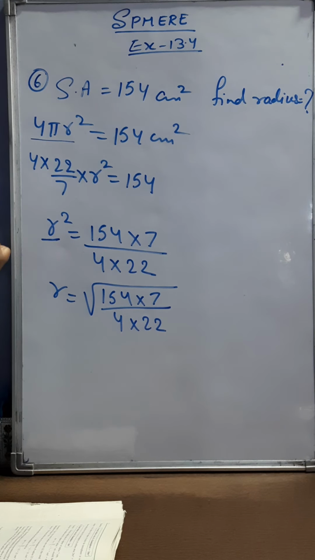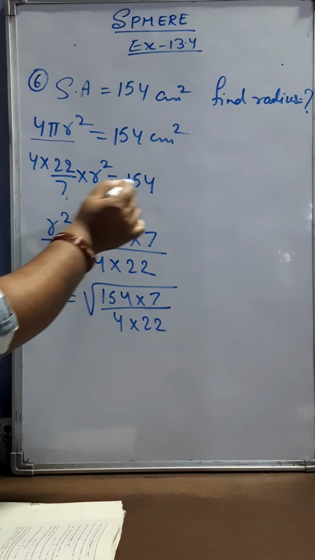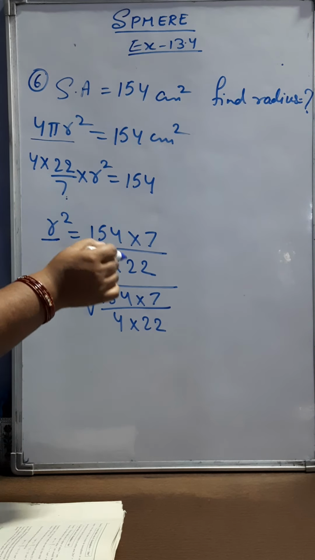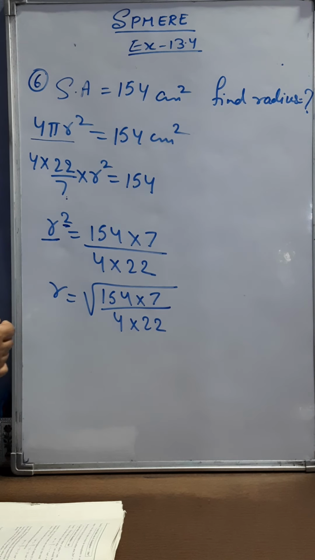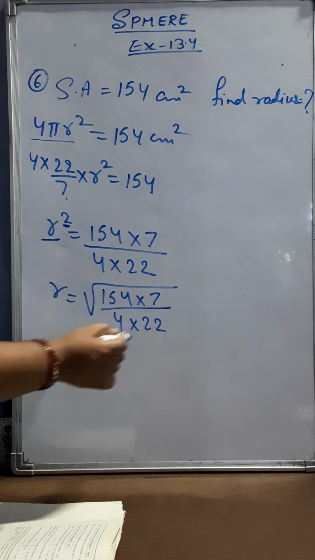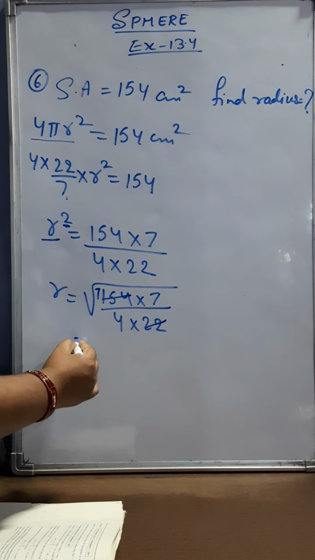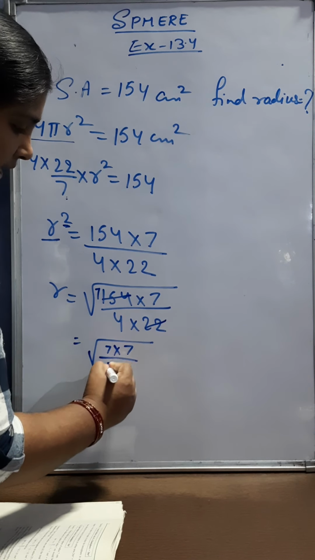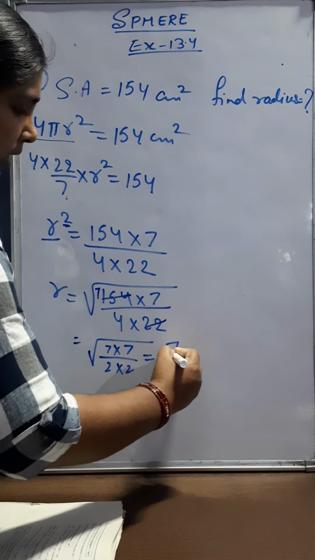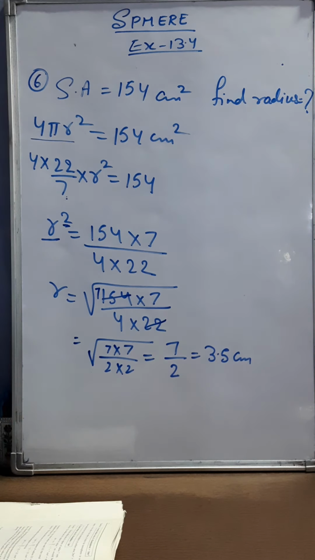If I leave r square this side, that side we will get 154 multiplied by 7. This 7 will go in the numerator, divided by 4 into 22. If I remove the square sign, we will get under root of 154 into 7 by 4 into 22. If you cancel this 22 and 154, you will get 7 over here. So it is under root 7 into 7 divided by 4, which can be written as 2 into 2, which will come out as 7 by 2, or it is 3.5 centimeter.